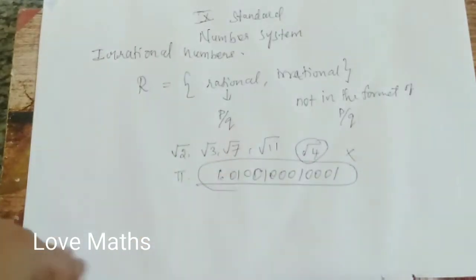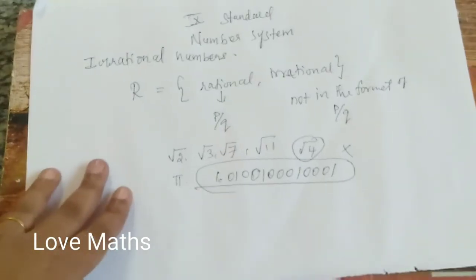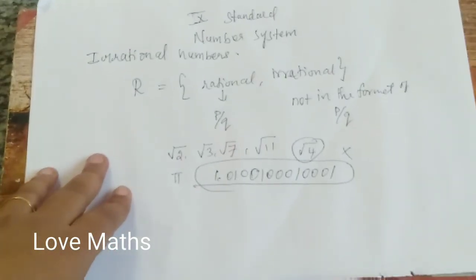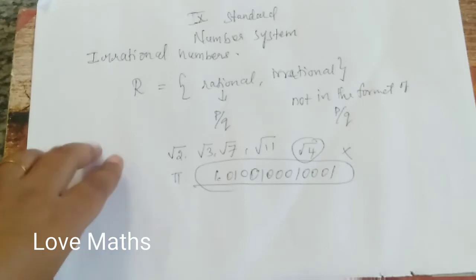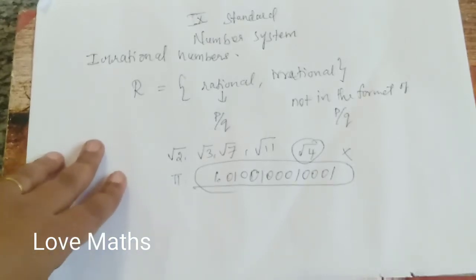Another like this is there, these types of numbers are also irrational numbers. These numbers we cannot even write in the format of p by q. Okay, so it is the irrational number.